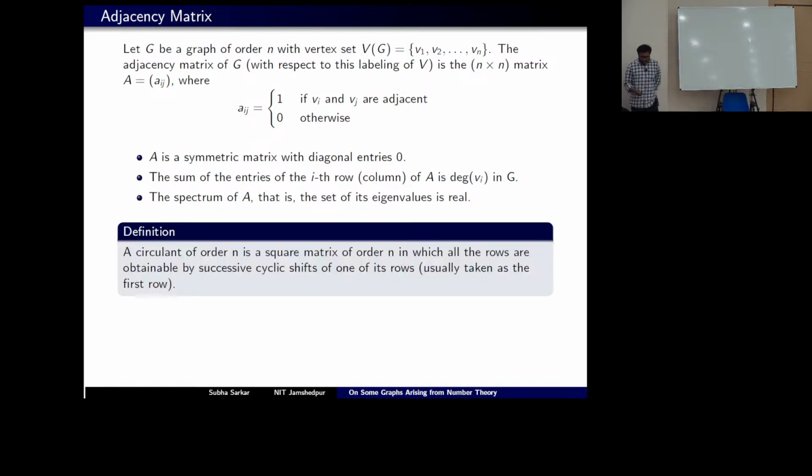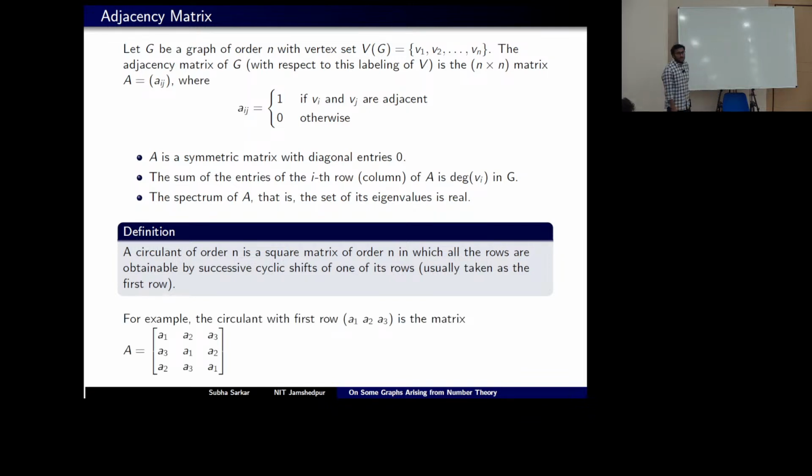So, here comes a definition. This is a special type of matrix. A matrix of order n is called a circulant matrix if all the rows of the matrix we are getting by cyclic shift of a fixed row. For example, if I take the first row a1, a2, a3, then I make a cyclic shift for the second row, that is a3, a1, a2, and then the third row is a2, a3 and a1. So, all the rows are cyclic shifts of the first row. This type of matrix is called a circulant matrix.